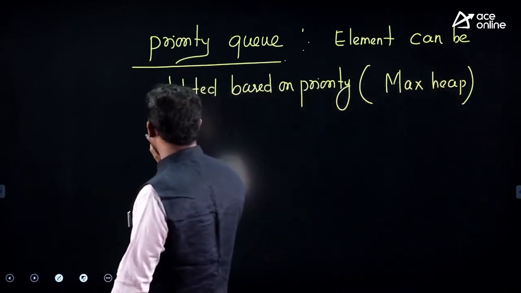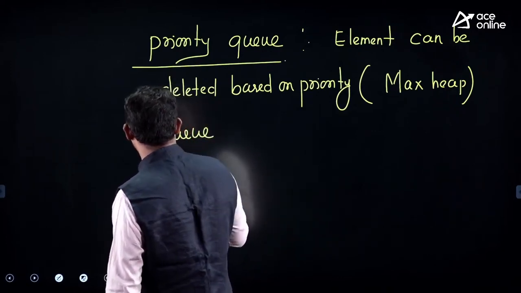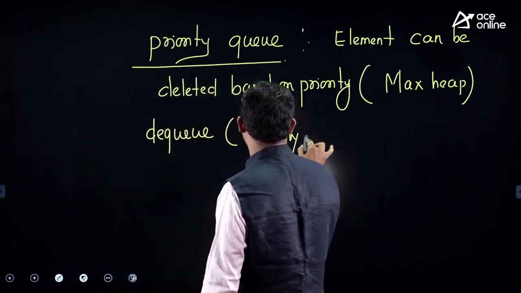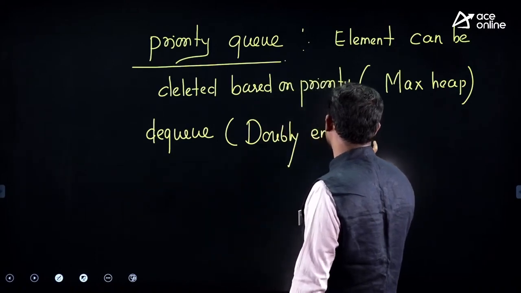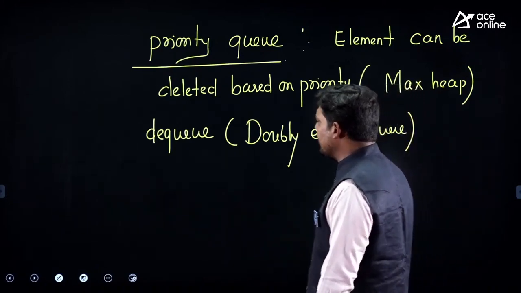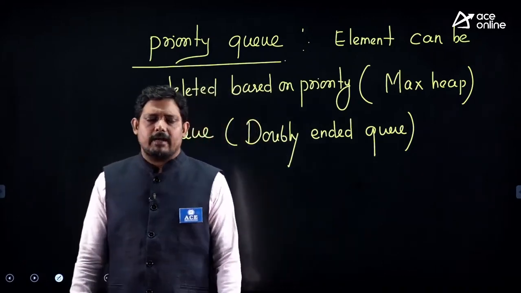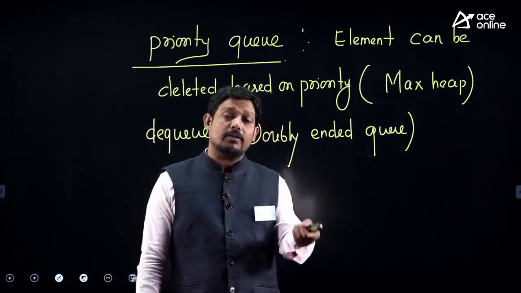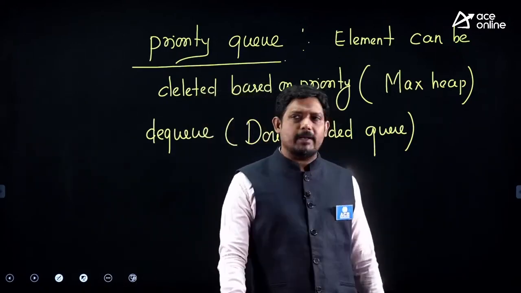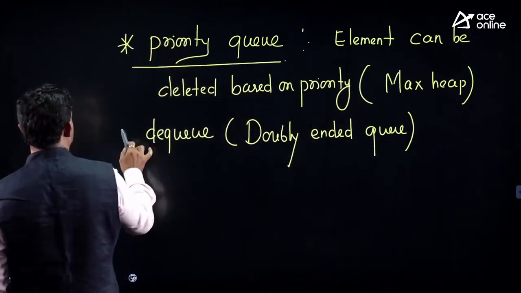And another special type of queue is called the D queue, which means a doubly ended queue. So what is a doubly ended queue? A doubly ended queue has two ends. Insertion at the rear and deletion from the front, insertion from the front and deletion from the rear, that is also supported in this case. So that is the doubly ended queue. Operations are performed on two ends.